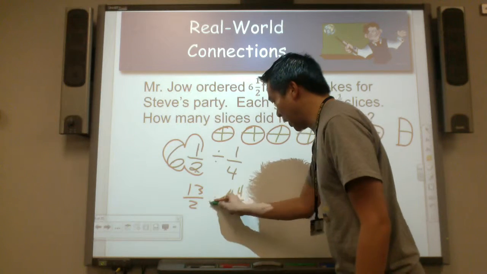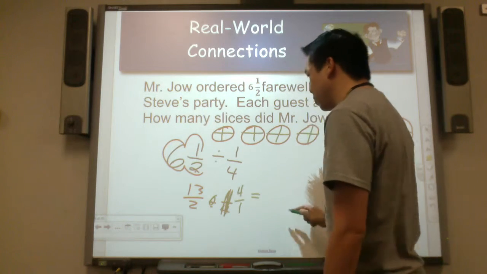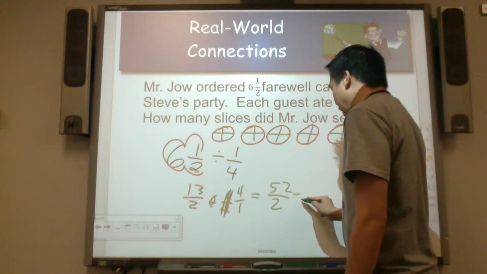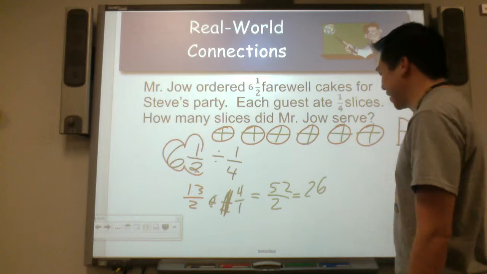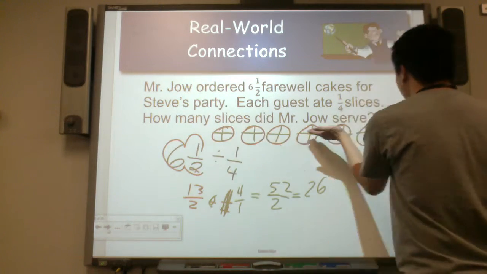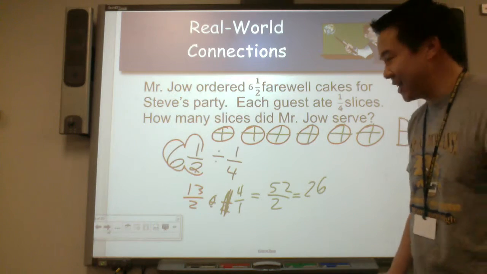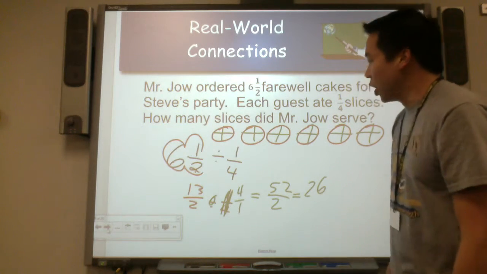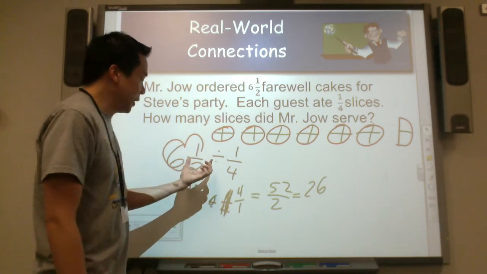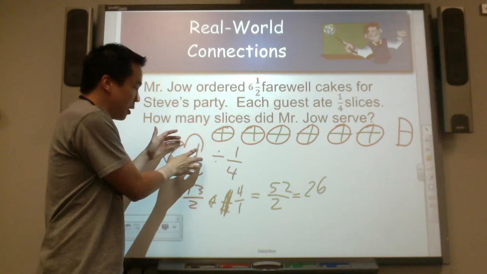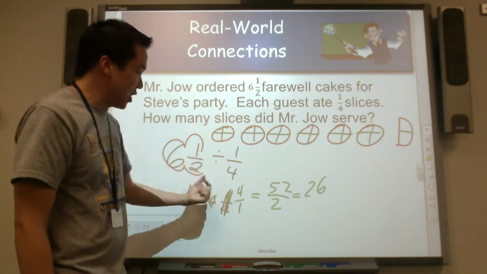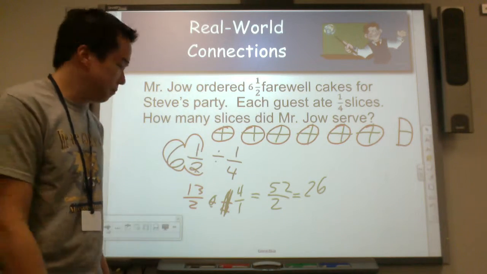Then times away, so you get 13 times 4 is 52. 2 times 1 is 2. How many 2's go in 52? 26. So I was able to cut 26 slices. And as you go through the picture model, you see 26 slices. So what I did here, again, is I turned the mixed number into an improper fraction. Then I found the reciprocal of the second fraction, and I times away, and that's how I did it.